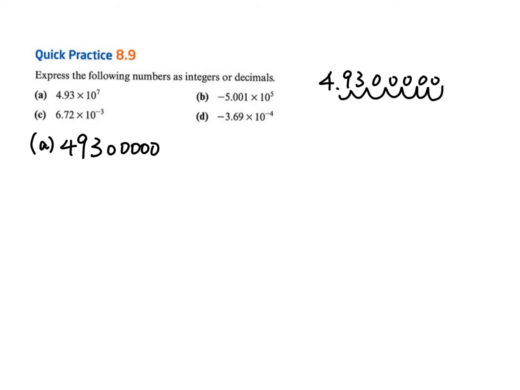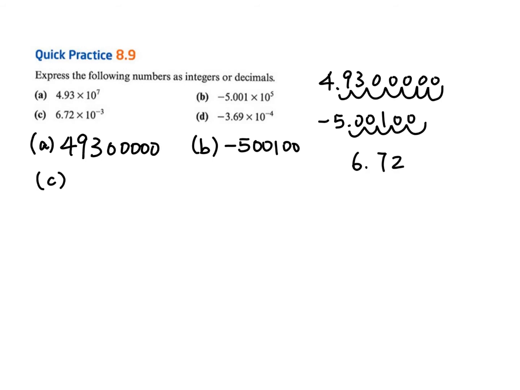And then for part B, again I write here negative 5.001. You have to move it to the right. 1, 2, 3, 4, 5. So I add back the 2 0. So here would be negative 5,001,000.